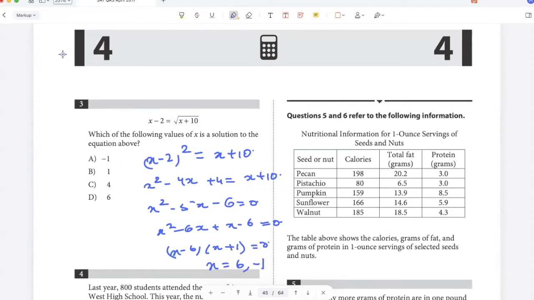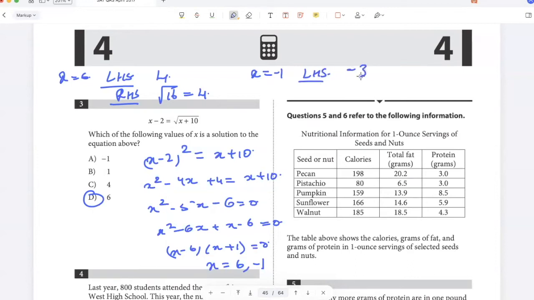Now we need to verify both values. So when we put x equal to 6, my left hand side becomes 6 minus 2, 4, and my right hand side becomes square root of 16, which is also 4. So x equal to 6 should be my answer. And when I put x equal to negative 1, my left hand side is negative 3, and my right hand side is square root of 9, which is plus 3. So this is not an answer.